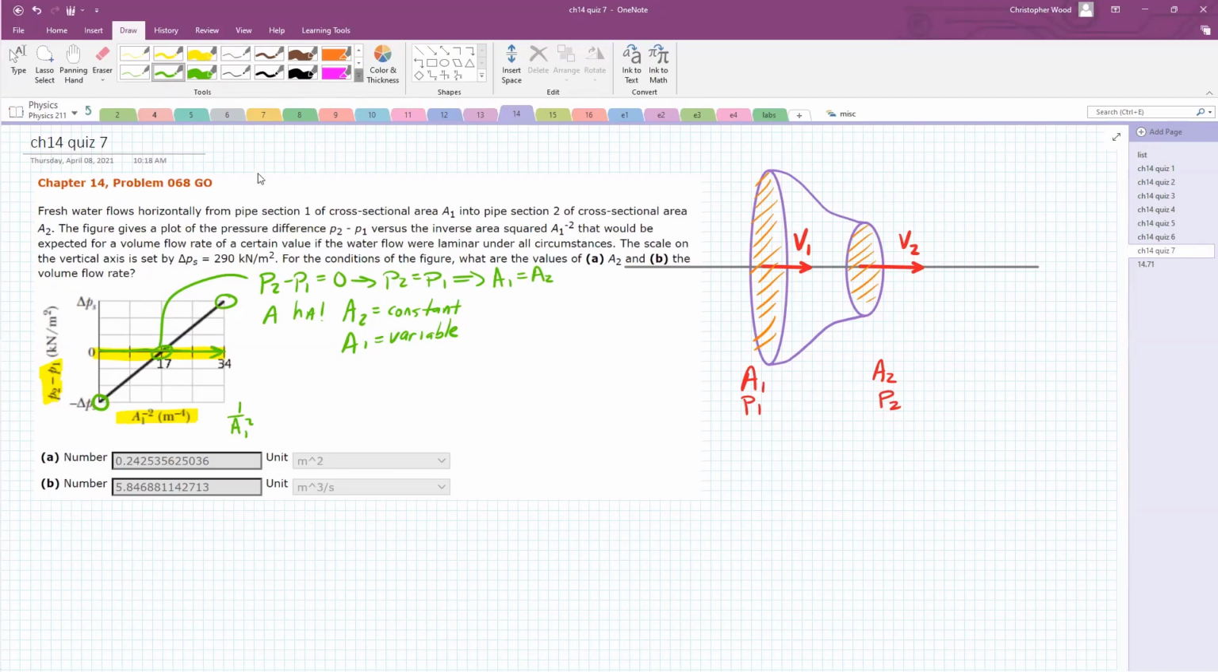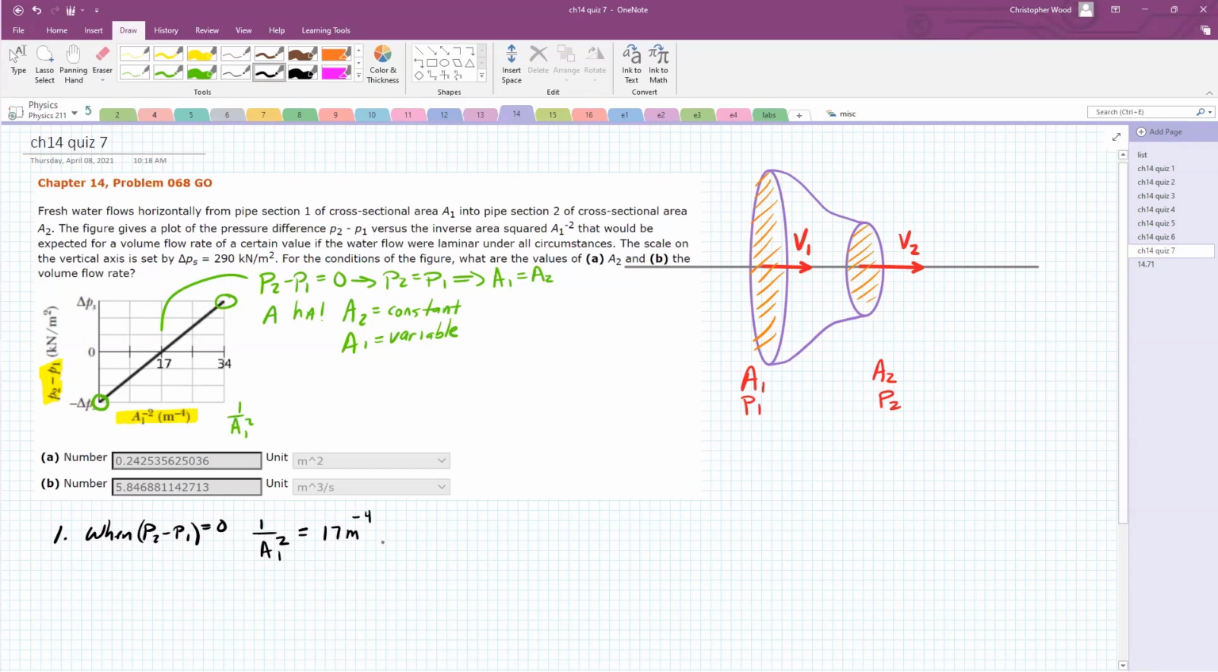So the point that I'm looking at right now is the point that shows 1 over A1 squared equals 17. All right, so let's go with that. A1 equals a variable. That's true. At this particular point, I know I better start numbering things. All right, so number 1. When P2 minus P1 equals 0, which is this point that I keep referencing, at this point right here, I know the following. I can say that 1 over A1 squared equals 17 meters to the negative fourth.